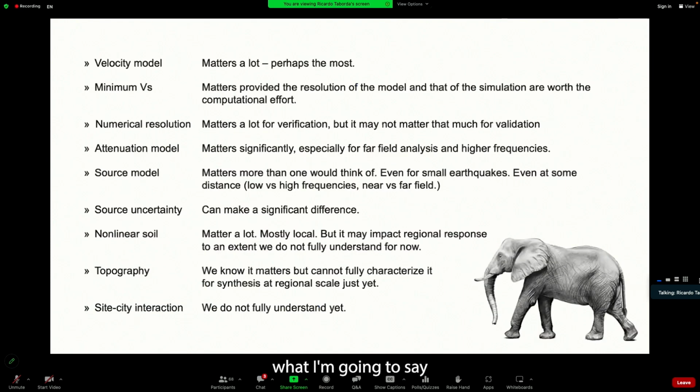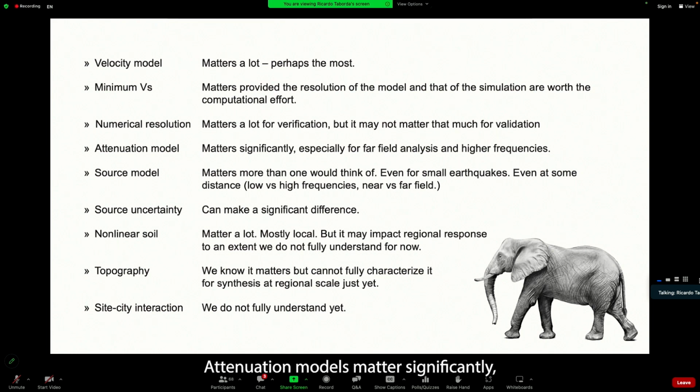So in closing, what I'm going to say is that this is an old slide, but I brought it back because the velocity model matters a lot. The minimum velocity in the model matters depending on what is your computational capacity. The numerical resolution matters a lot for verification, but it may not matter that much for validation because it is much more difficult to compare with data.